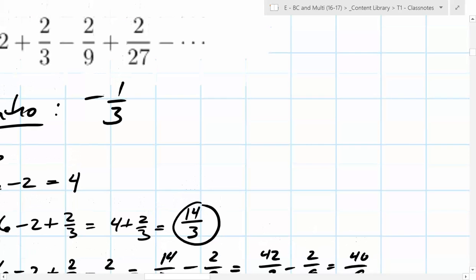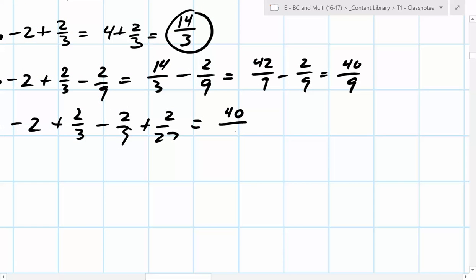22? Oh, you did it already. You're just doing it out already? So it's 2 over 27. So we multiply 3. So 120 plus 2 over 27. So what is it?